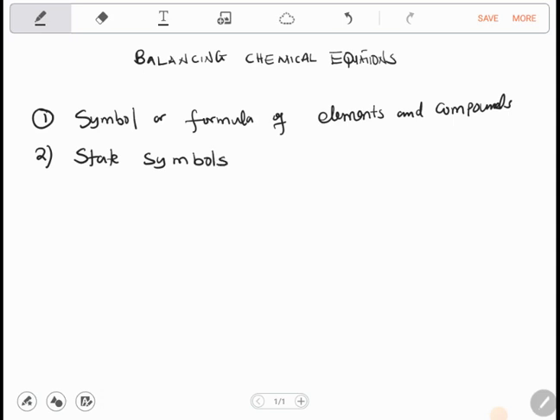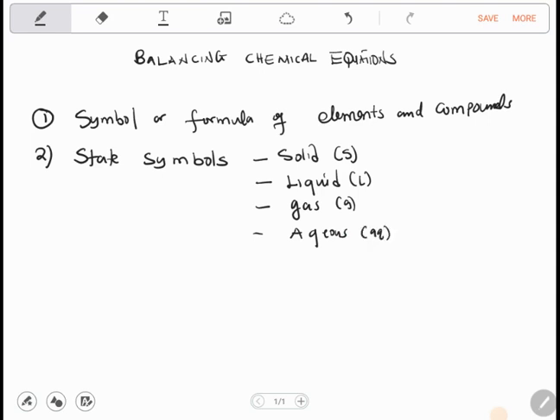Now we have 4 state symbols. The first one is solid, that's S. Then the other one is liquid, which is L. The other one is gas, which is G, and the other one is aqueous, which is AQ. So these are the 4 state symbols that we have.